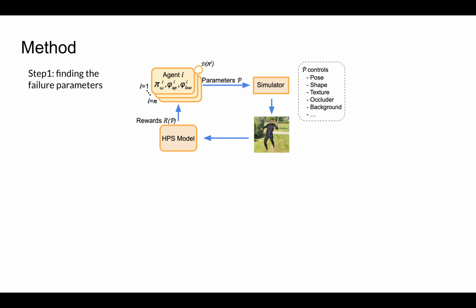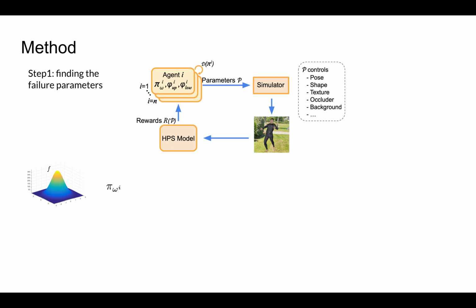Given a simulator, we need to define a parameter space to control different features of human images. To represent human shape and pose, we use SMPL parameters. We also consider the clothing, backgrounds, and occluders. Then we need a search policy to search over these spaces. Since the simulator is not differentiable, we use reinforcement learning and adopt a policy gradient method as the search policy.